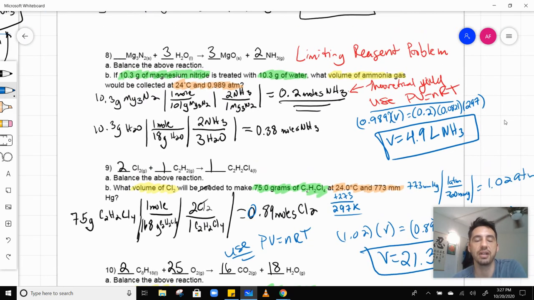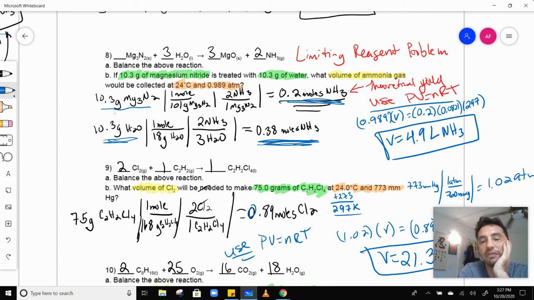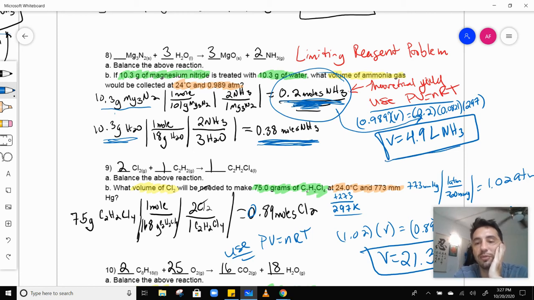However, this one is a limiting reagent problem. We need to figure out which one is going to limit how much product we can make. So we take the 10.3 grams of Mg3N2, figure out how many moles of NH3 we can make. Do the same thing for the 10 grams of H2O, see how much NH3 we can make. Whichever one makes the least is how much we can make. So this one makes the least, that means it's going to run out first. That's our theoretical yield of NH3. So that's how many moles of NH3 we can make. And then we plug that into our PV equals nRT, where this is our number of moles. Once we solve for volume, you get 4.9 liters.